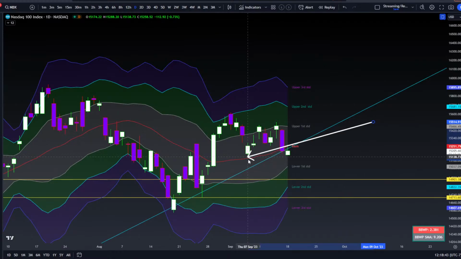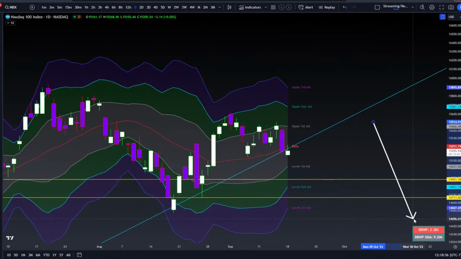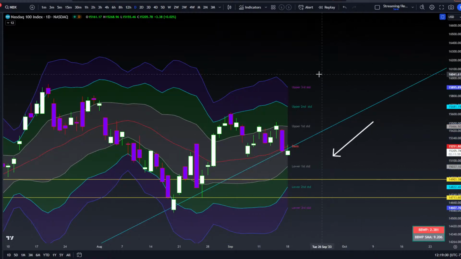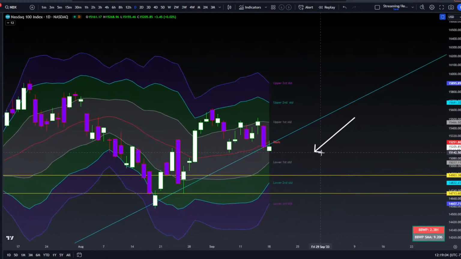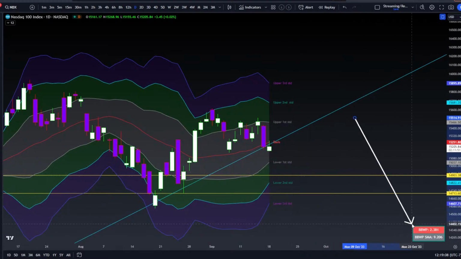If it does close below 15,138, then I'm favoring a move down to the lower first here. Of course, there's some candle closures around here at 15,035. Below there, we would start to see expansion again. Again, this is BBWP. Volatility is very, very low. If we saw a move down to the lower first that then closes below, we would see that start to move up.